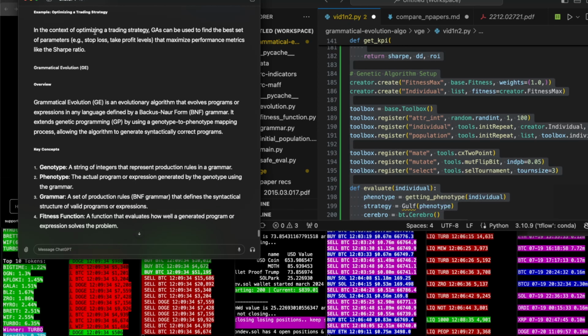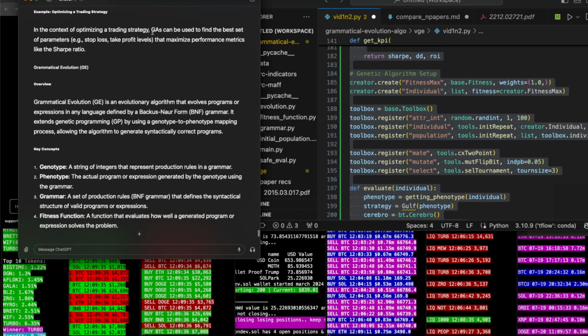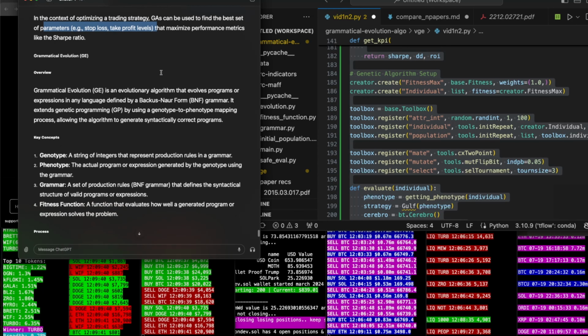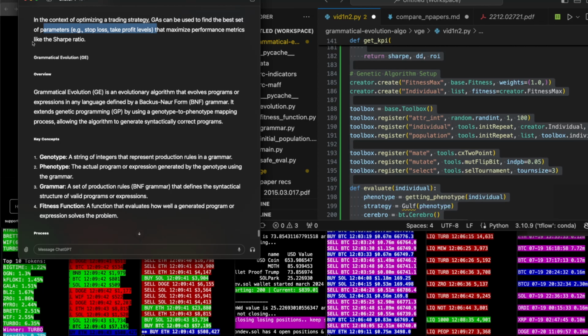So in the context of optimizing a trading strategy, GAs can be used to find the best set of parameters, like a stop loss and take profit levels, that maximize performance metrics like Sharpe ratio.